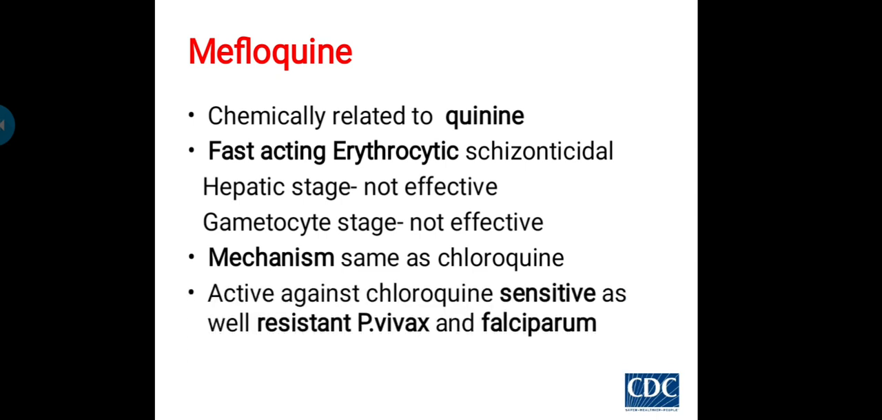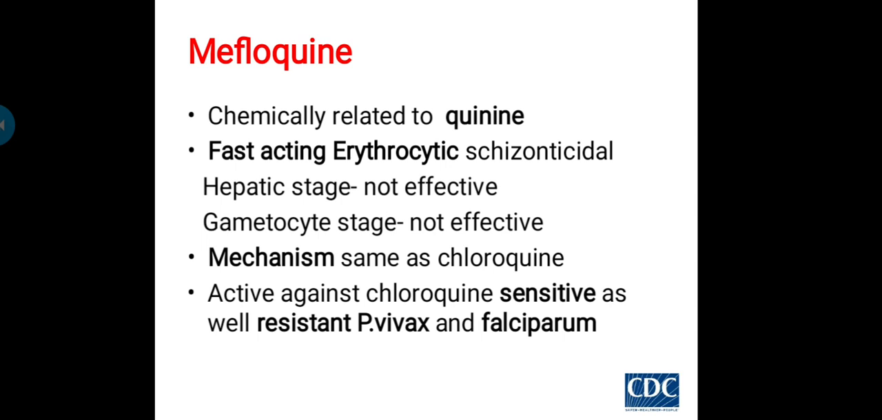So the mechanism is the same as chloroquine: formation of the heme mefloquine complex, which prevents formation of the hemozoin from the heme, and thus toxic heme or heme mefloquine complex disrupts the plasmodial membrane. So remember, chloroquine, quinine, mefloquine, primaquine, the mechanism of action is the same for these drugs. All are basic drugs, and they raise the intravesicular pH of the plasmodium. They are active against chloroquine sensitive as well as resistant Plasmodium vivax and falciparum.